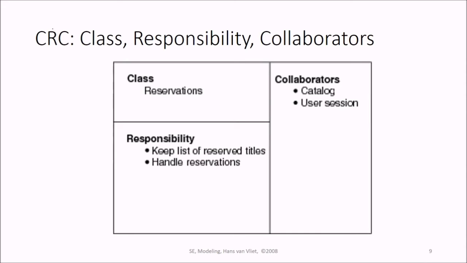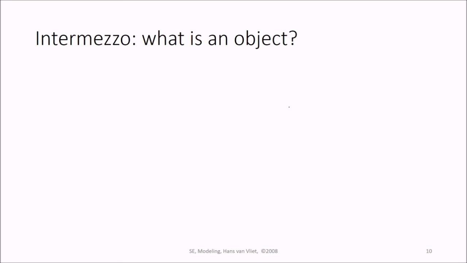Then we come to the CRC, that is class responsibility collaboration. Class responsibility collaboration. This is also a modeling technique of software. So in this, what happens? You have a class. What is a class? Say reservation is a class. What is the responsibility of this class? It keeps a list of reserved titles and also handles reservations. What are the collaborators with this class? Catalog is one collaborator. User session is another collaborator.